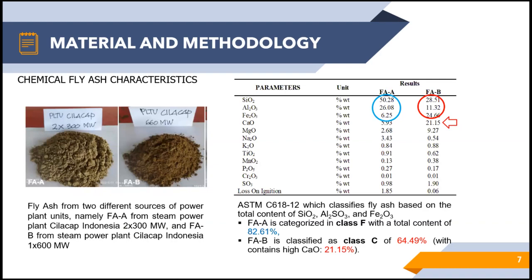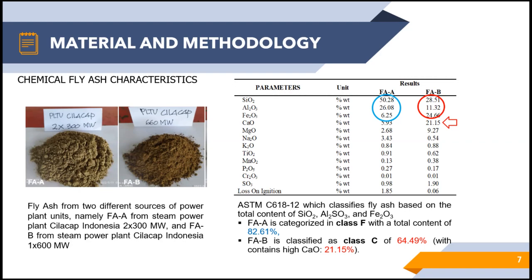Okay, and the next material is the fly ash. For fly ash, we use 2 different sources of power plant unit. The first is named fly ash A. We take the sample from the steam power plant Cilacap in Indonesia. The type is 2 times 300 megawatt. And fly ash B we take from the steam power plant Cilacap. The type is 1 times 600 megawatt.